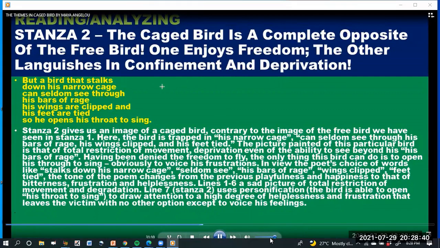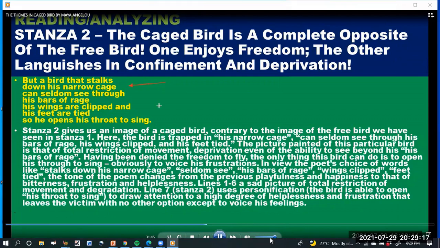Here in stanza 2, we see that the caged bird is a complete opposite of the free bird. One enjoys freedom, that's the free bird. The other languishes in confinement and deprivation. And so we look at stanza 2 again, and it reads, "But a bird that stalks down his narrow cage can seldom see through his bars of rage. His wings are clipped and his feet are tied, so he opens his throat to sing."